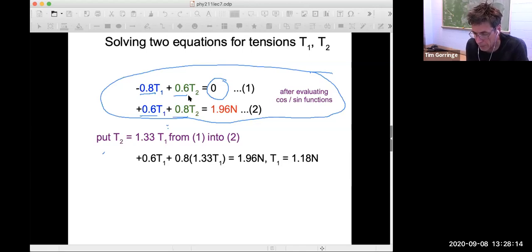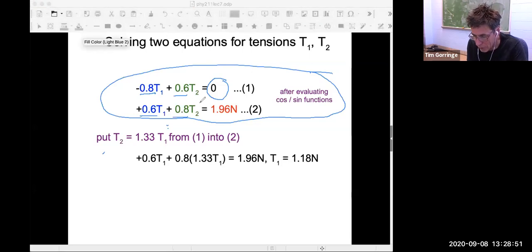I took equation number 1 and rearranged it for T2. If you rearrange it for T2, it says that T2 is 1.33 times T1. So immediately we know that T2 is larger. T2 had the larger angle, T1 had the smaller angle. So our expectation from the experiment was that it was larger, and it is indeed larger. But anyway, I took this rearranging of equation number 1 and used that to replace the T2 in equation number 2.